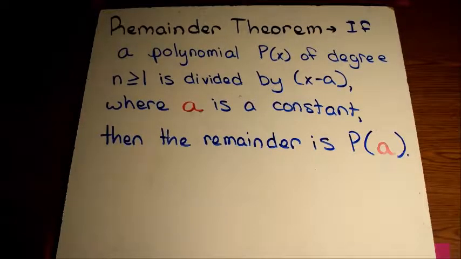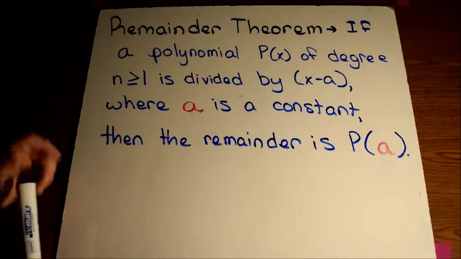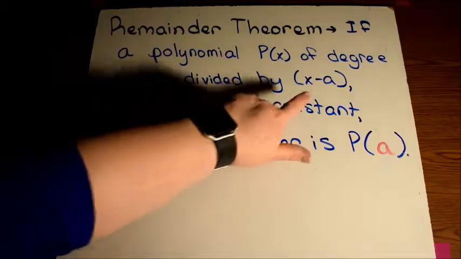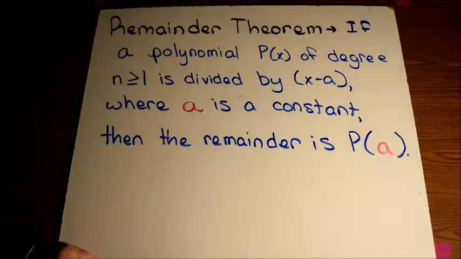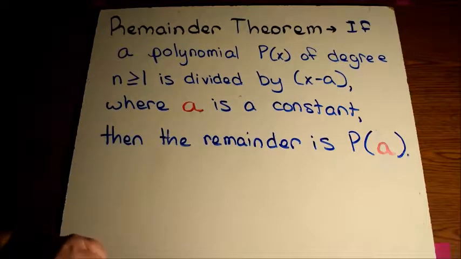All right, our first definition is the remainder theorem. The remainder theorem says that if we have some polynomial p of x, and it has a degree greater than 1, so this can't be a linear equation, and we divide it by x minus a, which is a linear factor, where a is some constant, then the remainder is the same as if we had plugged a into the function. So you'll get to see what that looks like when we actually do an example.